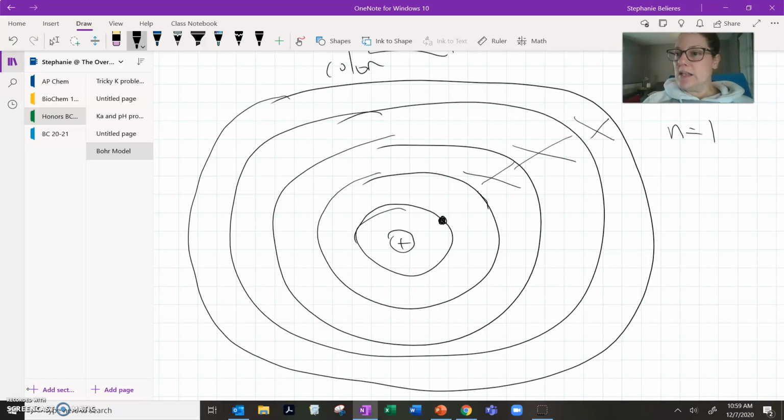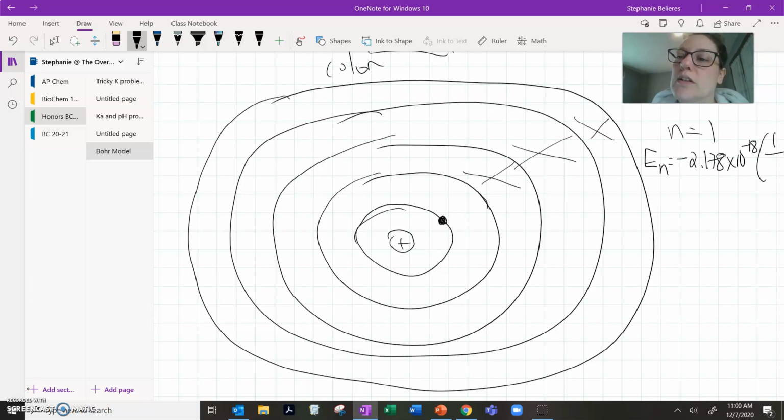The second thing he said was that when these electrons are on these individual orbits, they possess a certain amount of energy. And he defined that energy with the following formula, where the energy that they have when they're on an orbit n is equal to negative 2.178 times 10 to the minus 18 joules times 1 over n, the integer, squared.